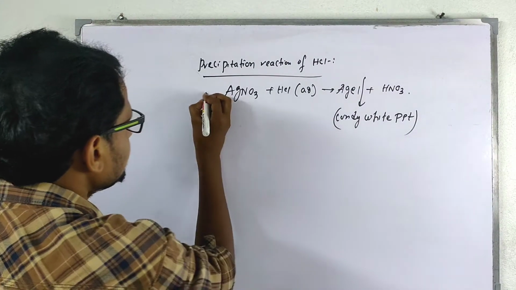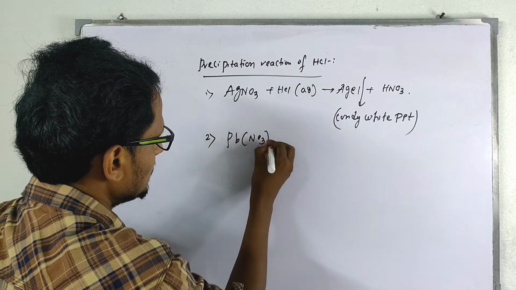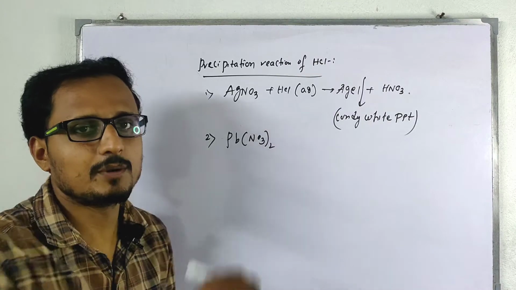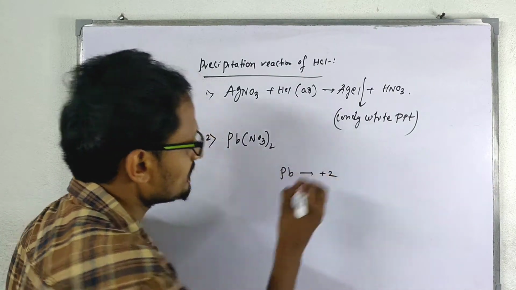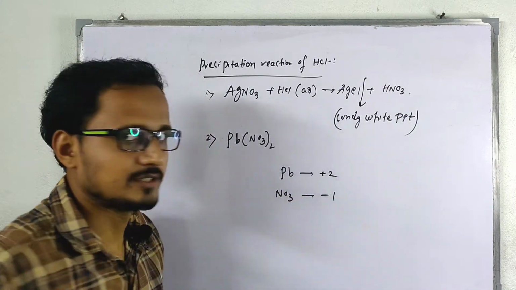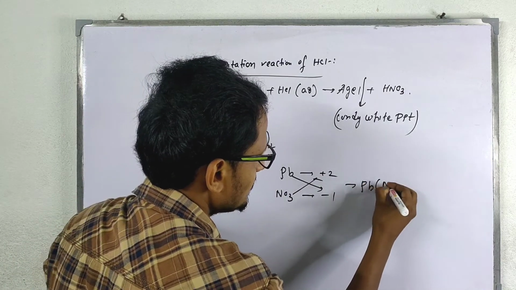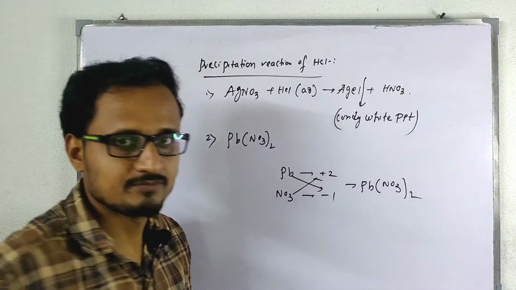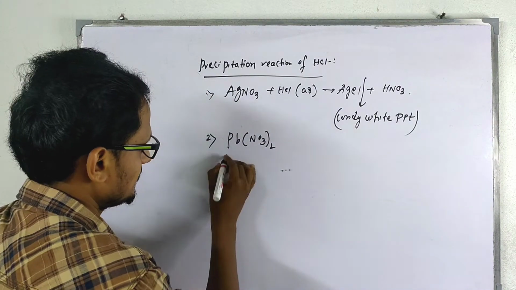Next, if you take lead nitrate, Pb(NO3)2, how is this compound formed? Lead nitrate means the valency of lead we know is +2 and nitrate is -1. So if you cross multiply, then you will get Pb(NO3)2. So it is lead nitrate.